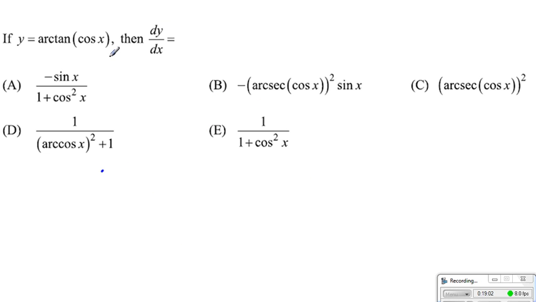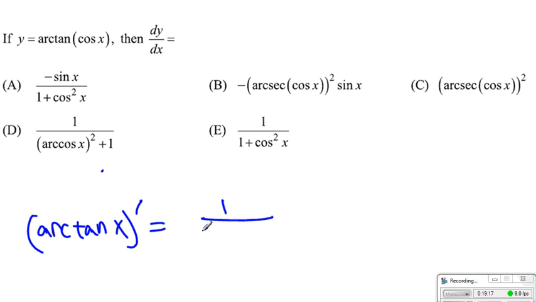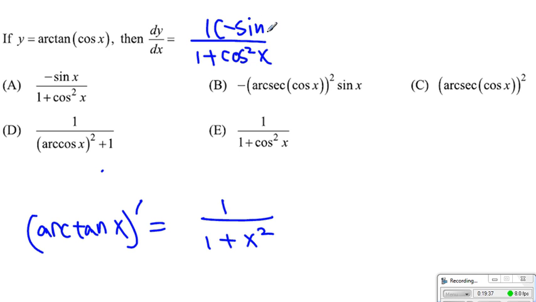All right, how are we going to get this one? Derivative of arc tangent is 1 over, let me write that up, arc tangent. This here becomes 1 over 1 plus x squared. Now likewise here we're going to have 1 over 1 plus cosine squared x. But we have to take the derivative of the inside, which is the derivative of cosine. We end up getting times negative sine of x. All right, then that makes choice A our answer.